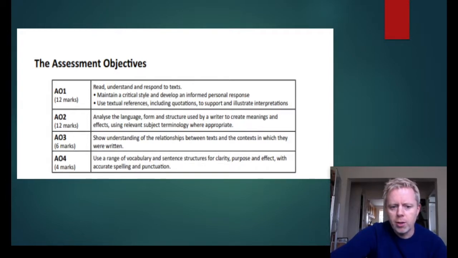Just a point about the AO3 context. You don't have to write a specific paragraph for context. You incorporate it into a couple of your existing points.